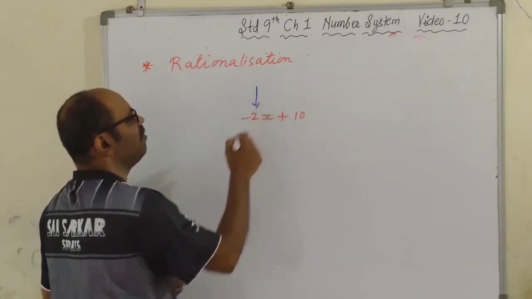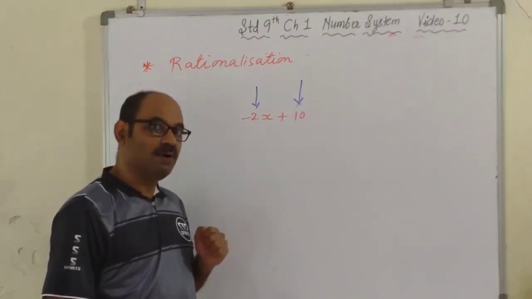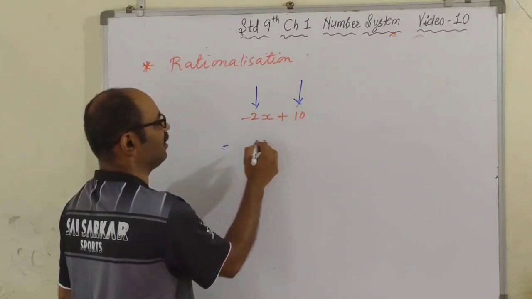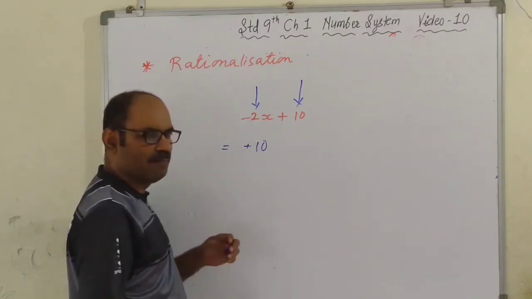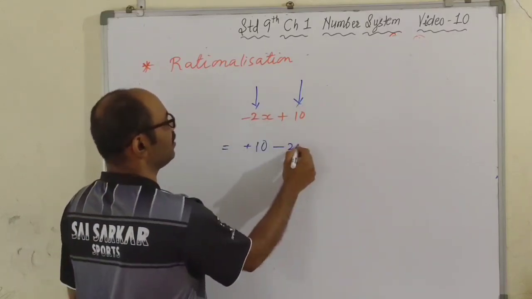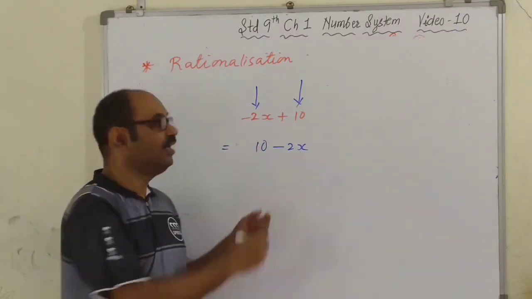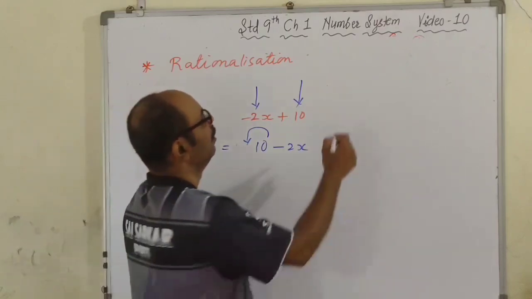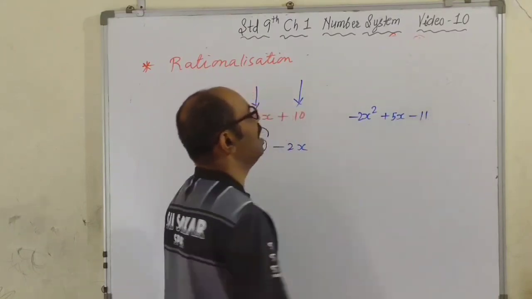What is the first order term? Minus 2x and it is negative. What is the second order term? Plus 10 and it is positive. So, you just rearrange the terms. The second order term plus 10 is written in the first order. There is no need to write plus, and even if you write it, no problem. And the first order term goes in the second order, with sign, minus 2x. So normally a polynomial is expressed in this way. The rule is the first term has to be negative. Sorry, positive.